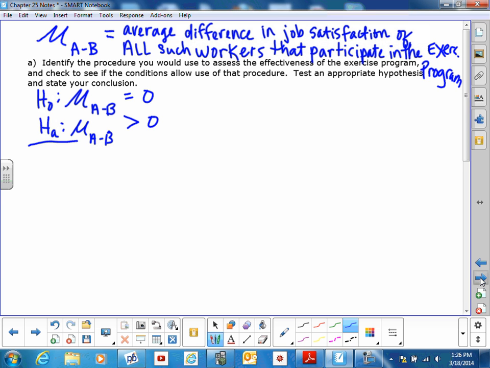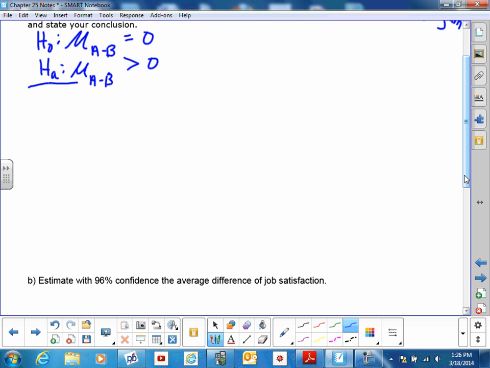What's next? Assumptions. Our favorite assumptions. So we've got random. What about those 10 employees? This one group of 10 employees, what about them? It was stated to be randomly chosen. Good. So independent. I have this one group of 10, and I would say that that's less than 10% of what population?